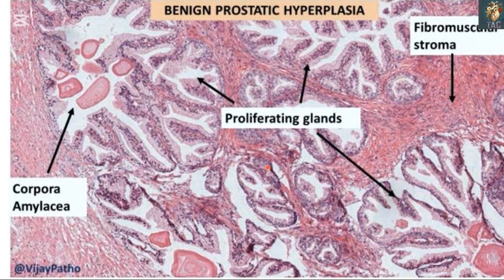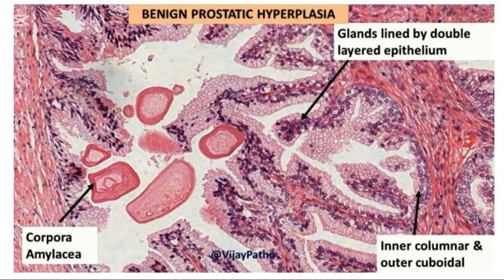So this is another slide of benign prostatic hyperplasia. These are the proliferating prostatic glands, this proteinaceous secretion corpora amylacea, and the fibromuscular stroma. Another slide. Glands lined by double layered epithelium. You can see over here inner columnar and outer cuboidal, and again corpora amylacea.